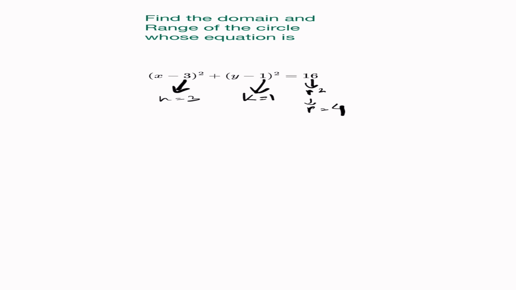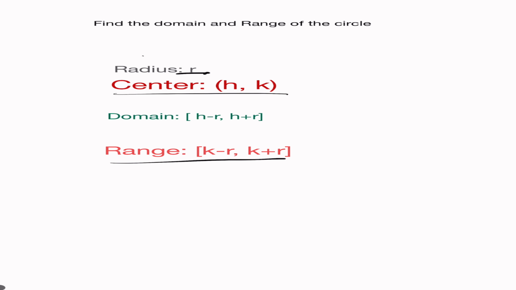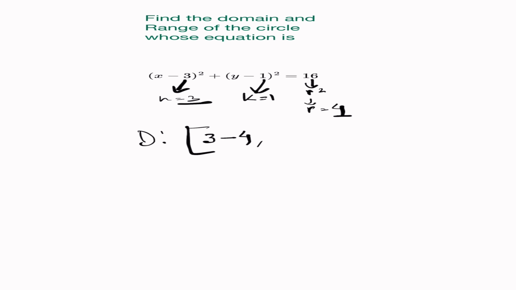Now we can find out our domain. Domain is going to be simply a closed bracket. So h is 3, right? So 3 minus the radius, which is 4. Remember the formula? This is the formula for the domain. So you're going to use this formula, comma. Now we have h is 3 and r is 4. Okay, so which will give us -1 comma 7.